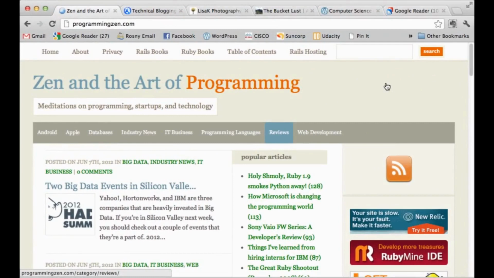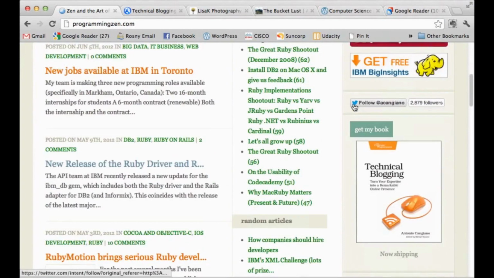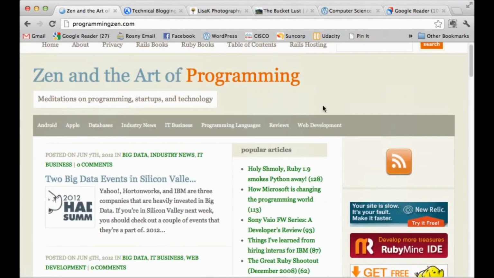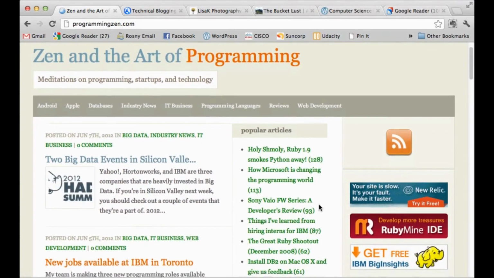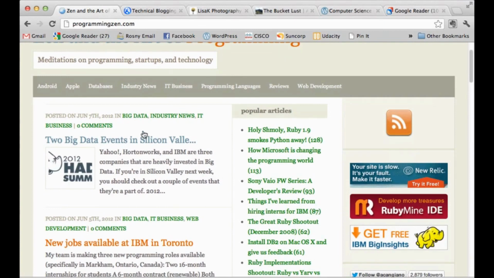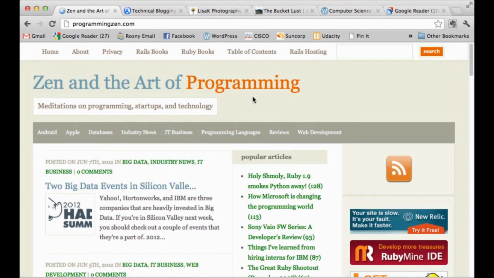So I've got a few examples of blogs here. The first one I've got is Programming Zen. So Programming Zen is the URL, so the actual web address, but the blog is called Zen and the Art of Programming. So this one here is a blog that is about programming, and when we look at the popular articles, we can see that it very much keeps in line with things that programmers would be interested in. We can also see some subtopics of Android, Apple, databases, and so on. That gives us a clear idea of what type of stuff is going to be on this blog. So that needs to be clear when you first go to the blog.